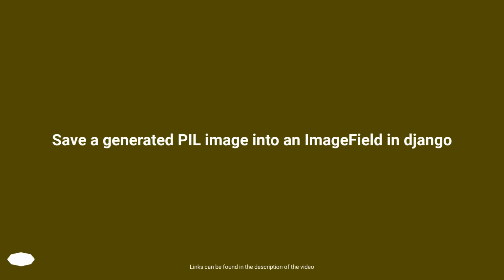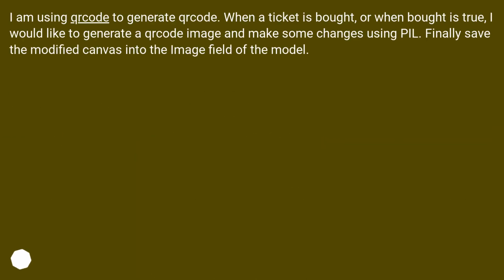Save a generated PIL image into an image field in Django. I am using code to generate a code. When a ticket is bought, or when bought is true, I would like to generate a code image and make some changes using PIL. Finally, save the modified canvas into the image field of the model.